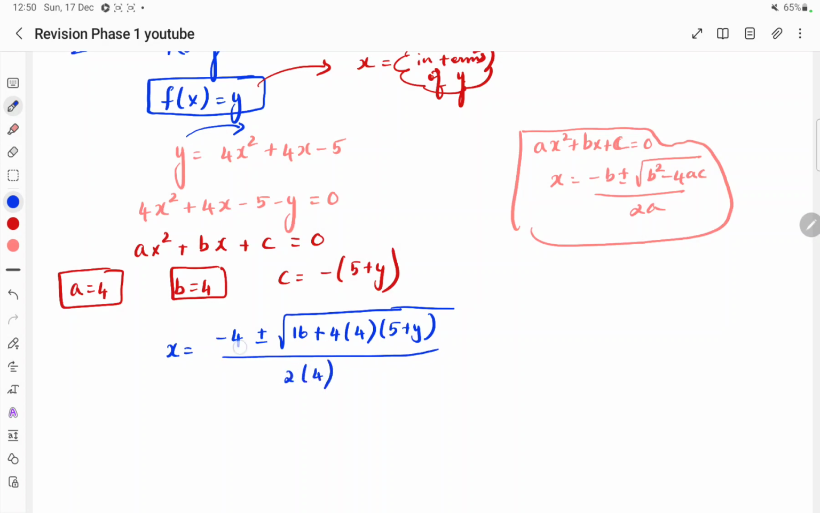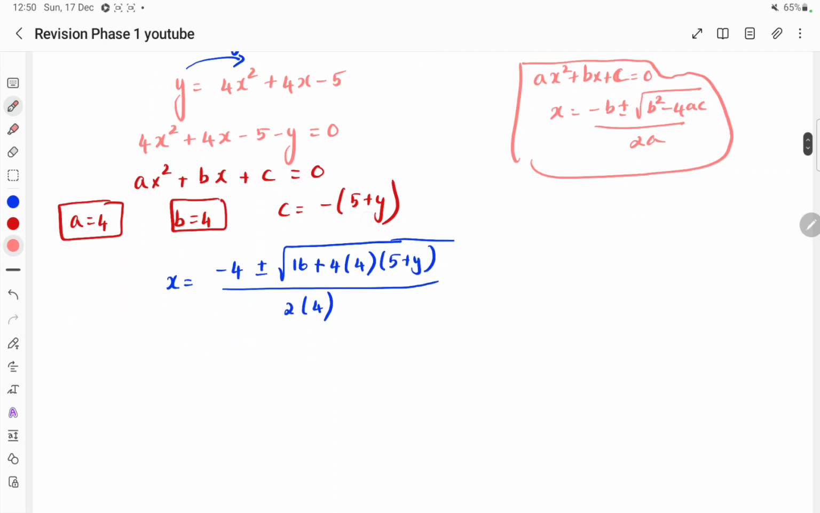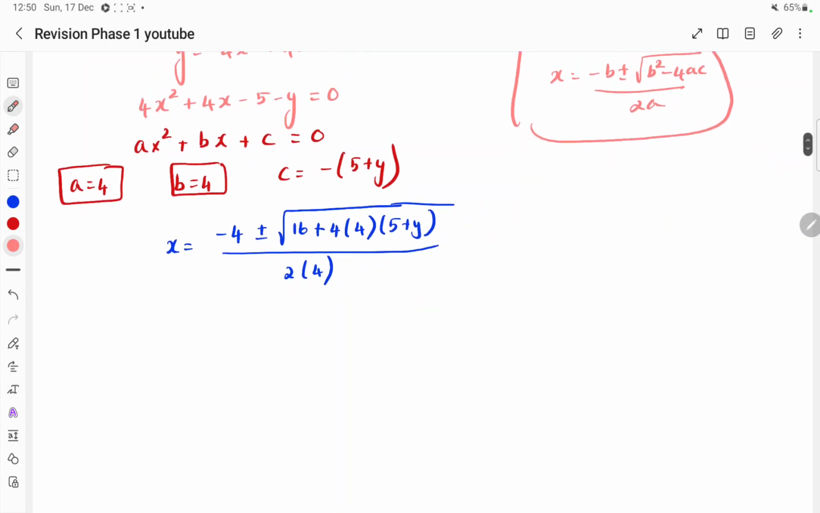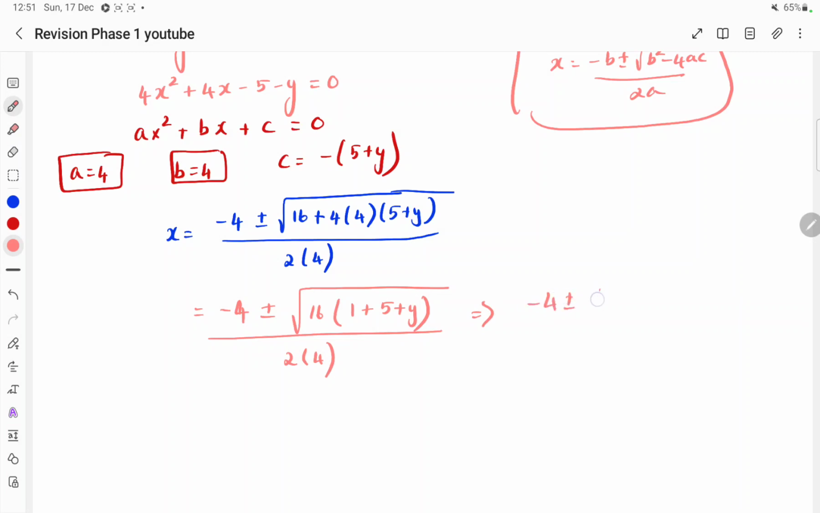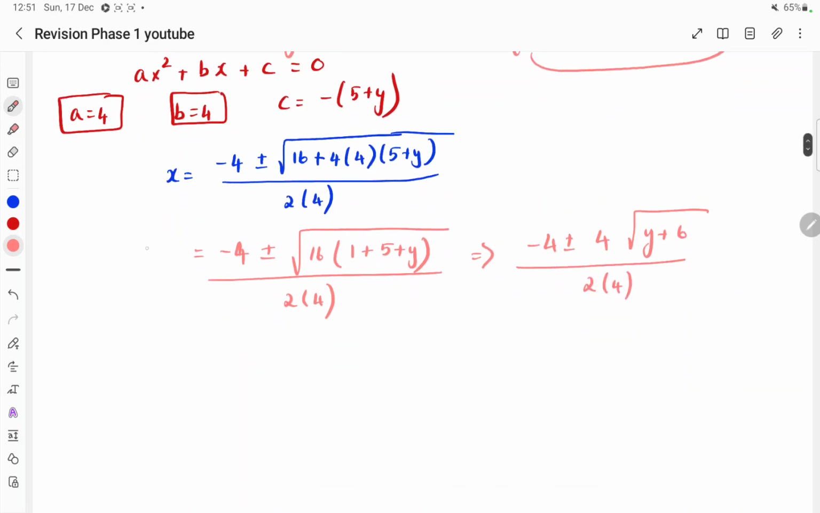So this is what we have. Now we have to simplify this. Inside the square root, 4 fours are 16, so I can take 16 common. So minus 4 plus or minus root of 16 times, if I take common, 1 plus 5 plus y. Root 16 is 4. So it will be equal to minus 4 plus or minus 4 into root of y plus 6, divided by 2 into 4. This 4 I can just cancel.